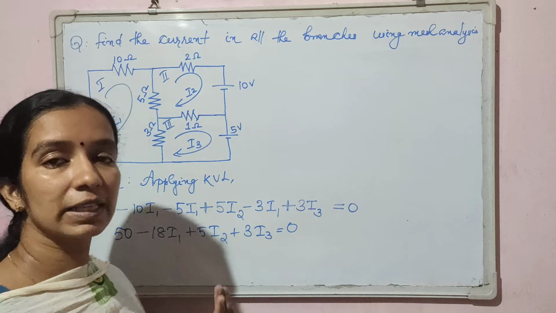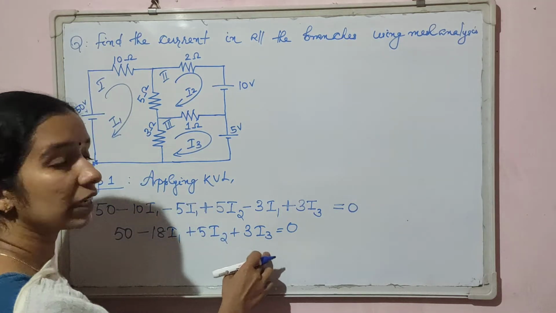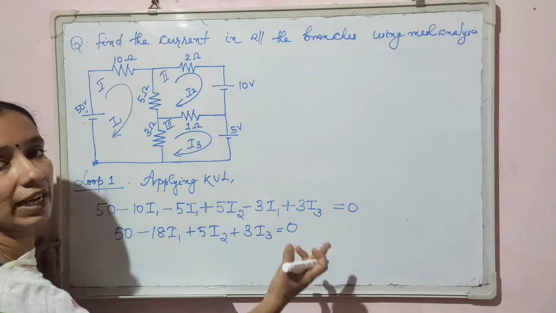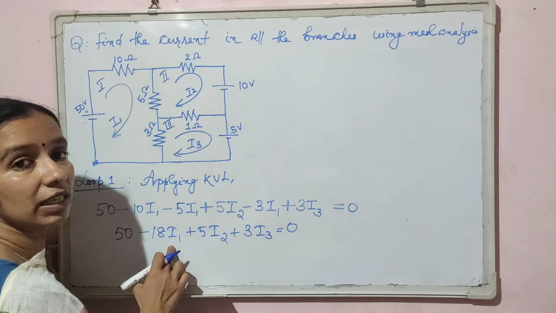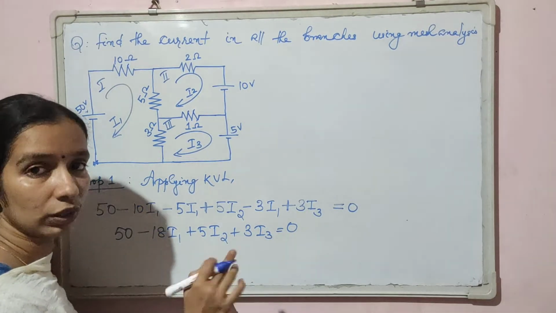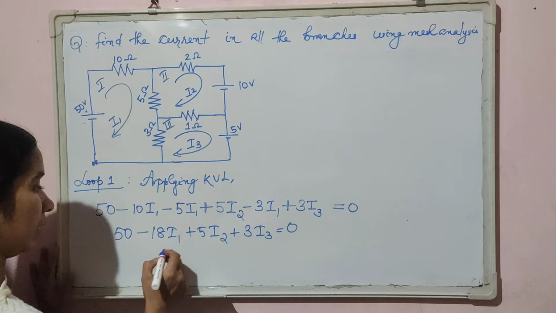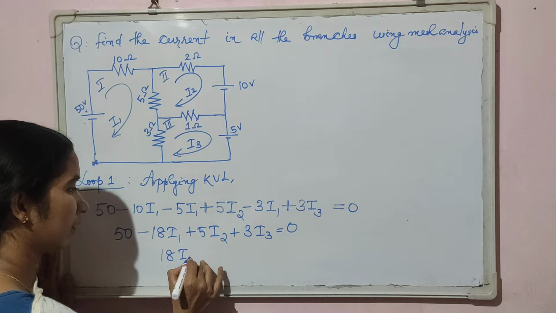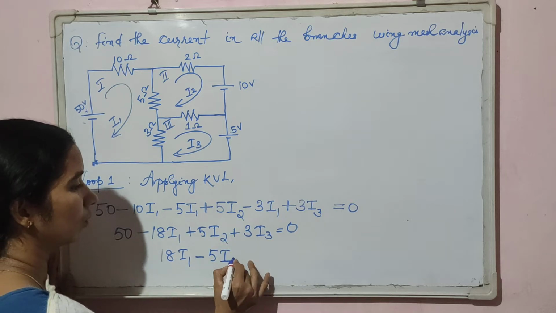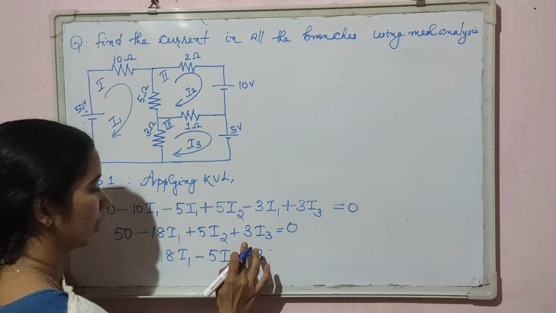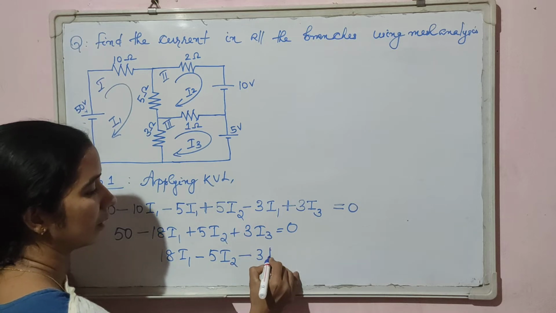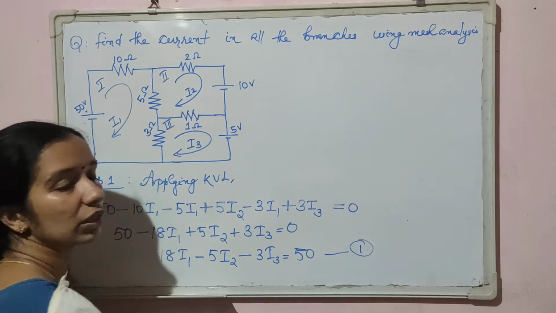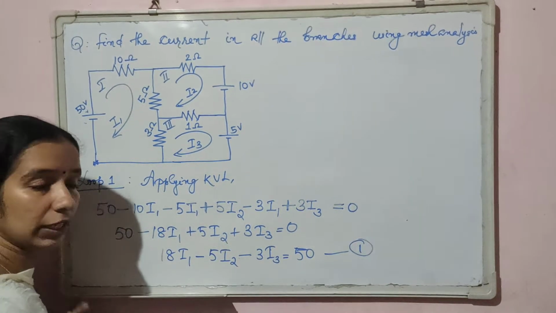As I have said in the previous problems, we have to rearrange the equation in such a way that this constant voltage term is on the right hand side and the terms containing the unknown currents I1, I2 and I3 are on the left hand side. So it will become 18 I1 minus 5 I2 minus 3 I3 is equal to 50, and this is our equation number 1, the equation corresponding to loop 1.